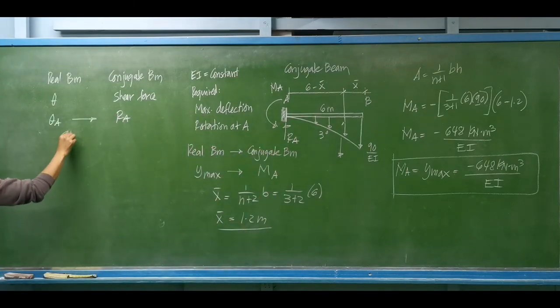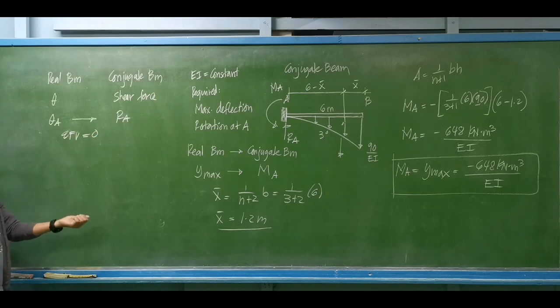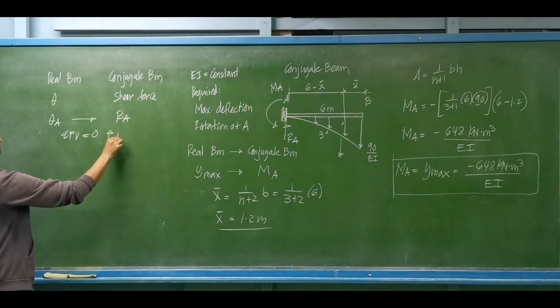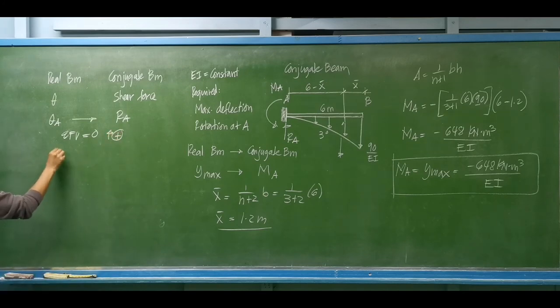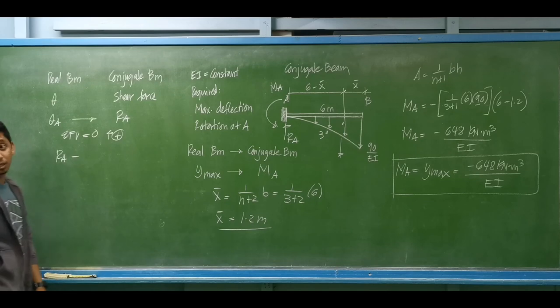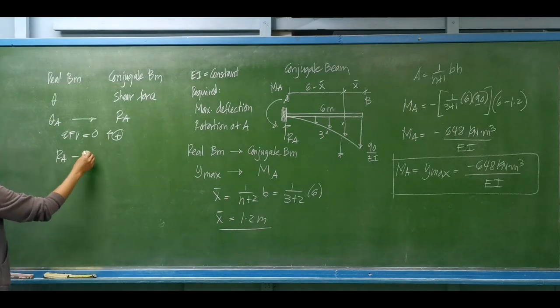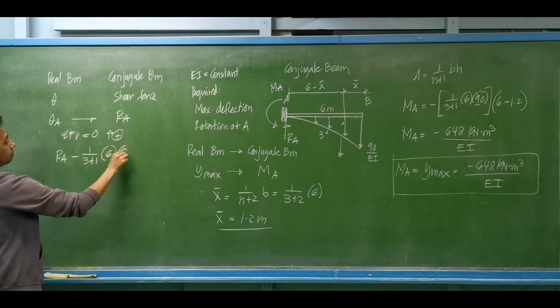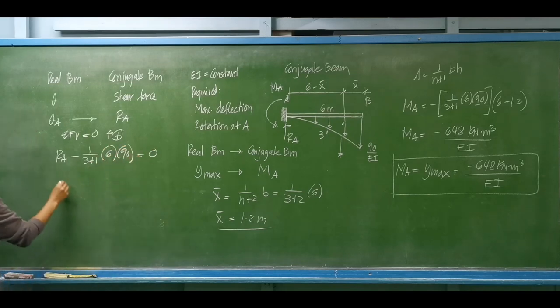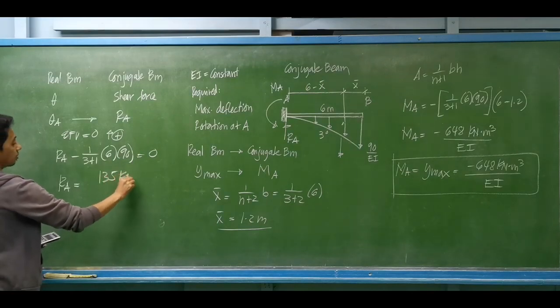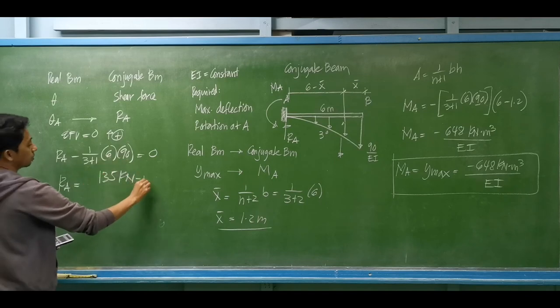So by summation of forces vertically equal to zero, with upward forces positive, we have RA minus the equivalent resultant weight of this load, which is the area of the spandrel. Computing the area of the spandrel, that is 1 over (3 plus 1), the base is 6 multiplied by 90, equal to 0. So the reaction at A is equal to 6 times 90 over 4, so we have a value of 135 kilonewton. This is kilonewton meter times meter, kilonewton meter squared.